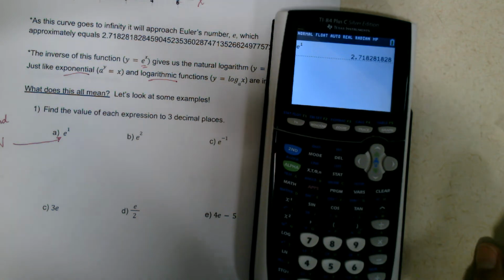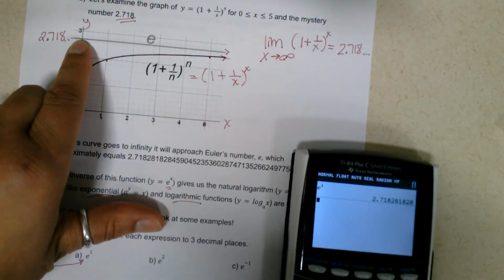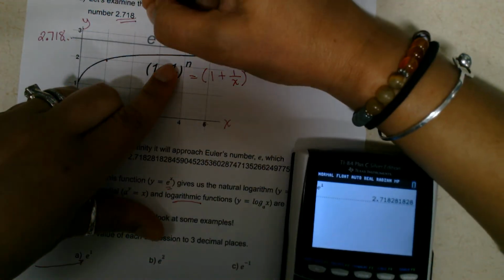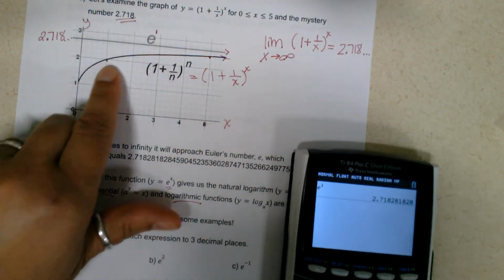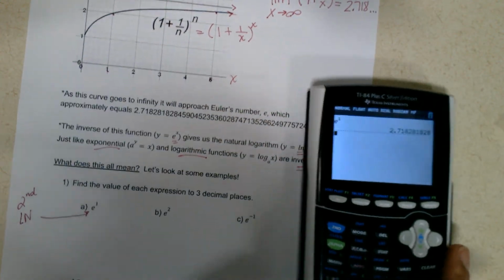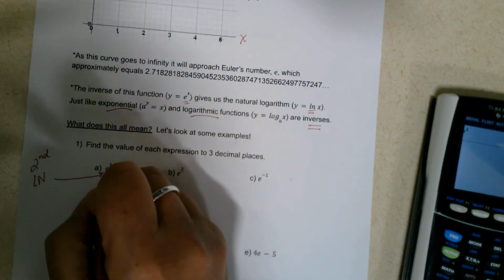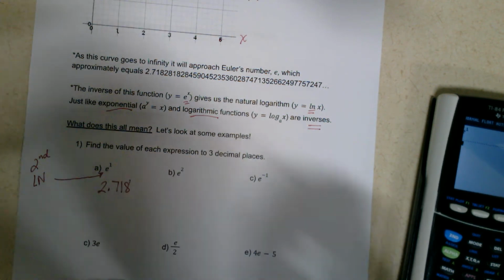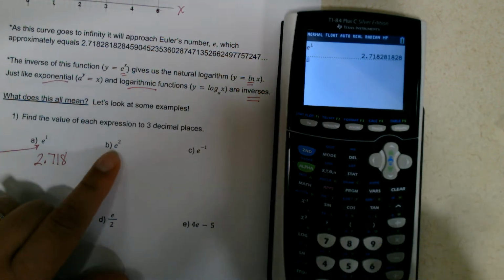Guess what that is? 2.718. That is this line right here. So this is really e to the first power. That's where this graph is approaching, but never will cross. So we're going to write down 2.718. Okay, let's use our graphing calculator to find e squared.